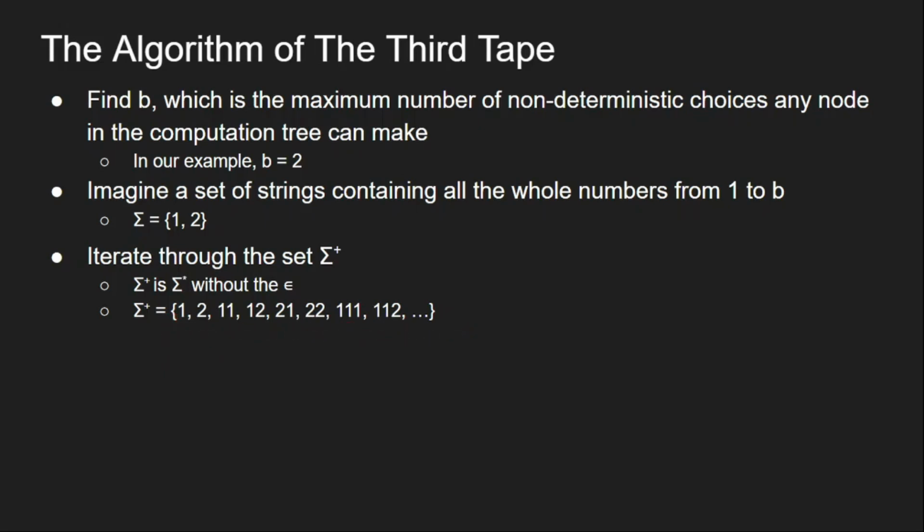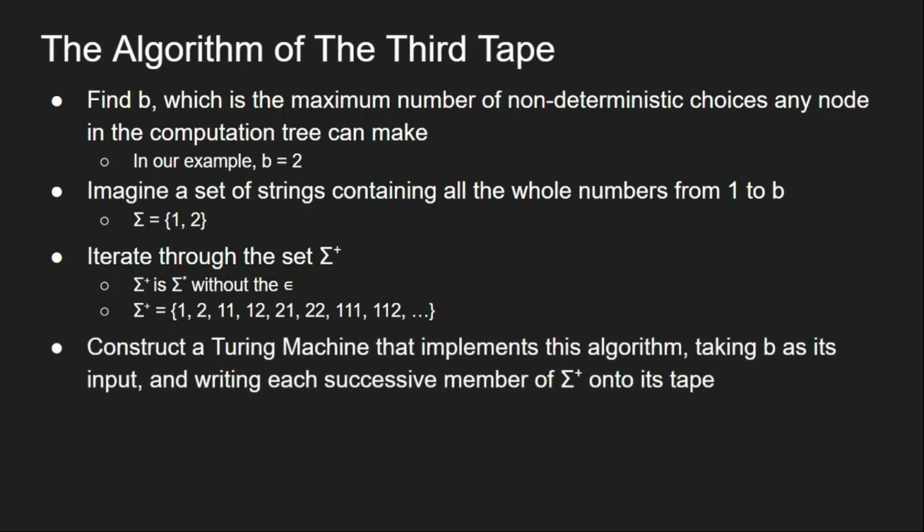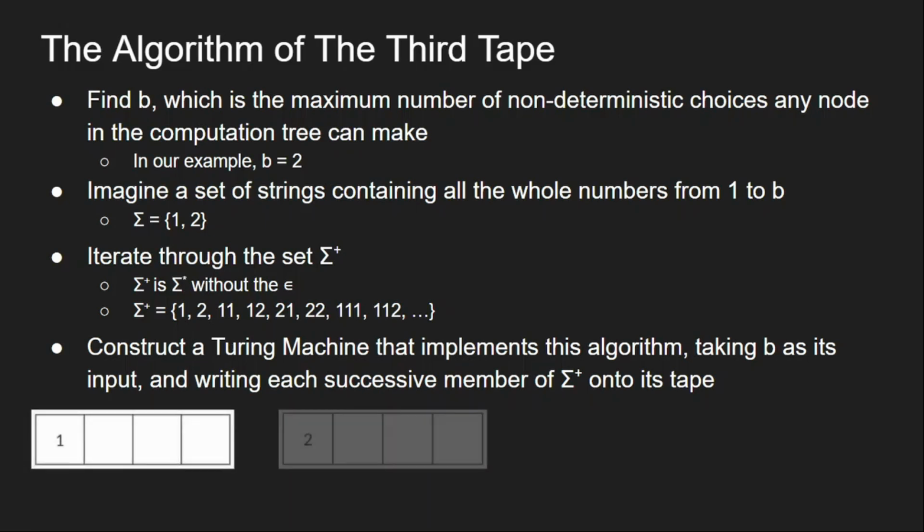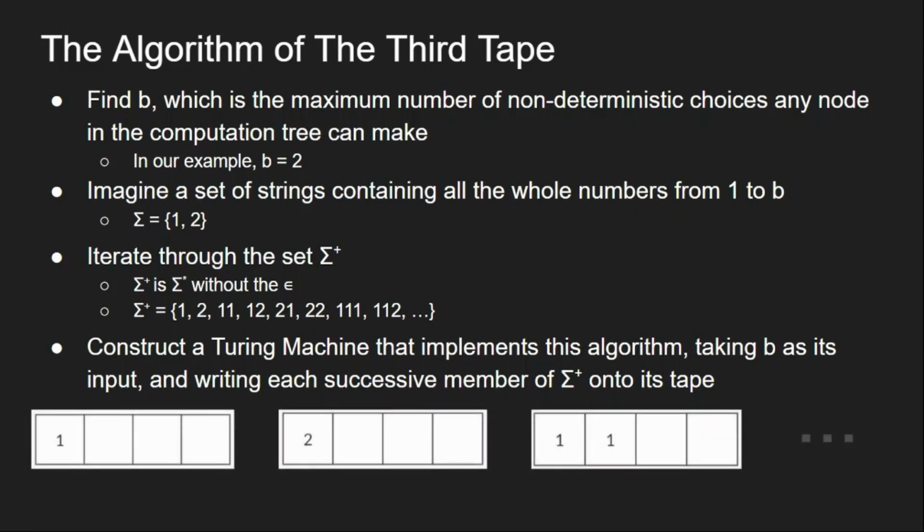Now that we understand the algorithm, we would construct a Turing machine that implements it. It would take B as its input and it would write each successive member of sigma plus onto its tape. So this is what its tape would look like. Go through all of the members of sigma plus.